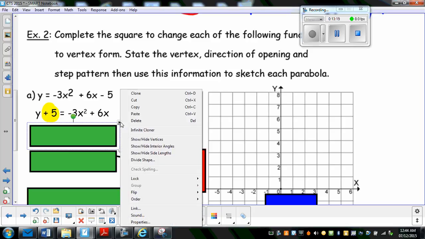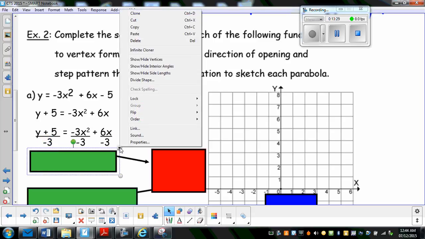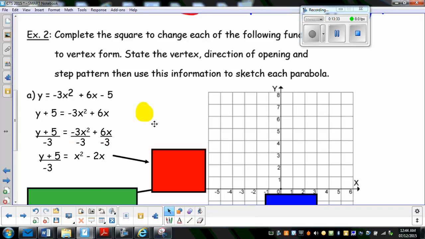Now I have to multiply everything by negative 3. So I divide this side by negative 3 and then each of these terms by negative 3. I simplify those. So when I simplify those, negative 3 divided by negative 3 is just 1x squared. Negative 3 divided into 6 is negative 2, and the other side just stays the same.